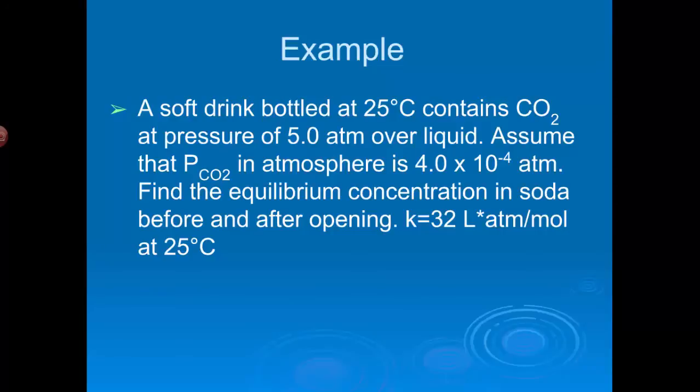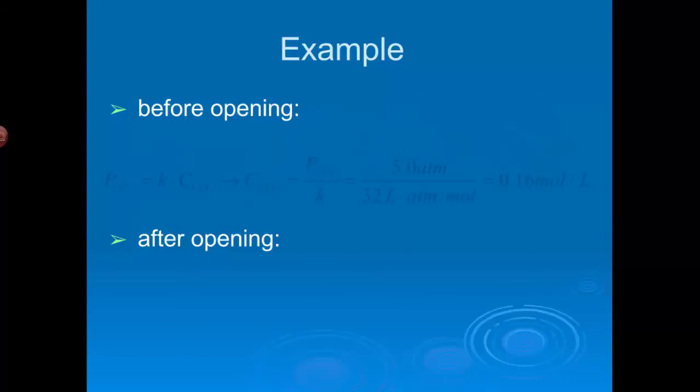Okay, so find the equilibrium concentration, the concentration of CO2 in the soda before you open it and after. Write down the problem and see if you can figure it out using Henry's law. All set? Let's take a look. So before opening, we're going to use P of CO2 is equal to K times the concentration of CO2. We're looking for the concentration of CO2, so we just rearrange that to partial pressure of CO2 over K. The partial pressure of CO2 above the liquid before we open it is 5 atmospheres. That's all there is above that liquid. And K is 32 liter atmospheres per mole. So that gives us 0.16 moles per liter.